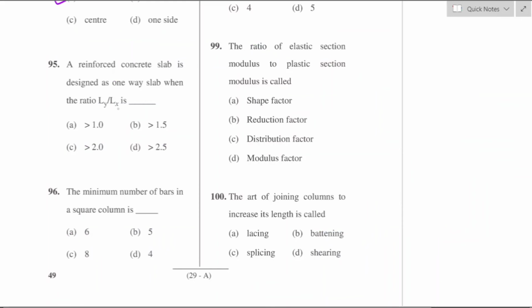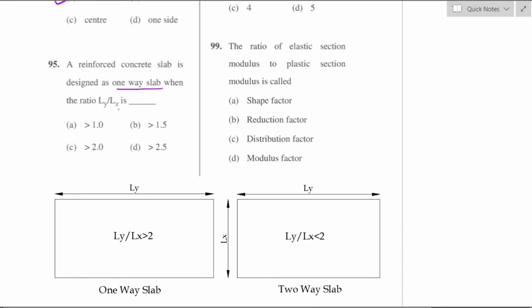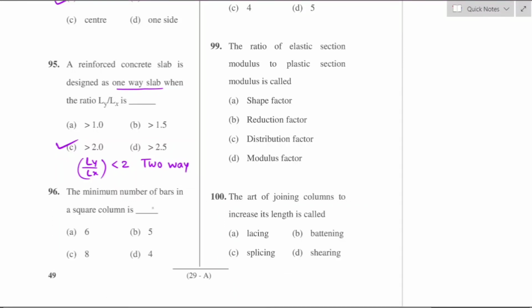95. A reinforced concrete slab is designed as a one-way slab when the ratio of Ly by Lx is greater than 2. Option C is the right answer. Suppose if the ratio of Ly by Lx is less than 2, such types of slab are considered as two-way slab. Question number 96. The minimum number of bars in the square column is 4 numbers. Option D is the right answer.